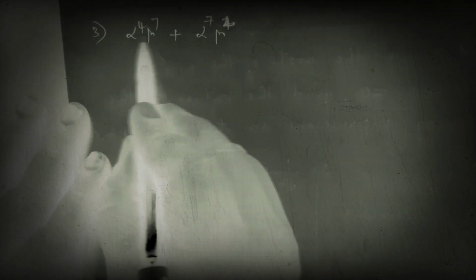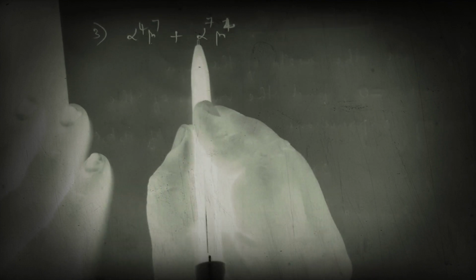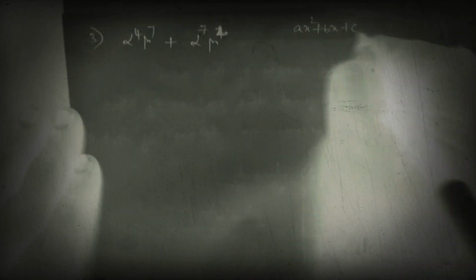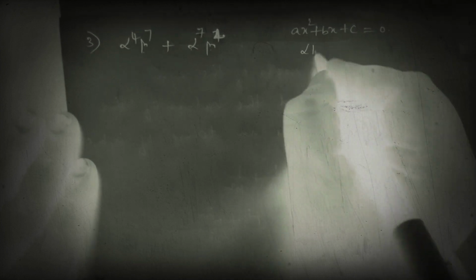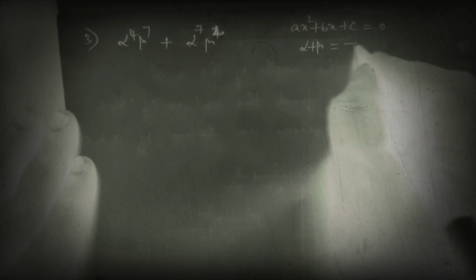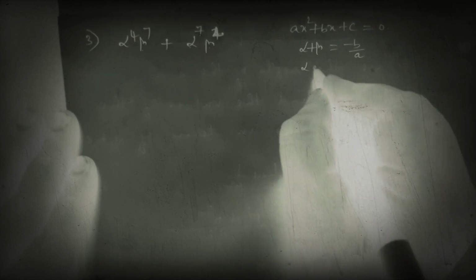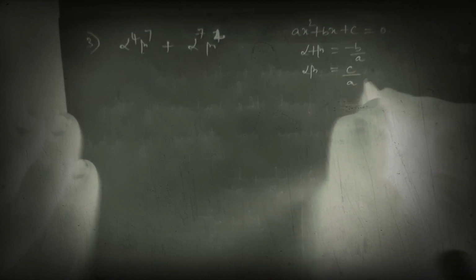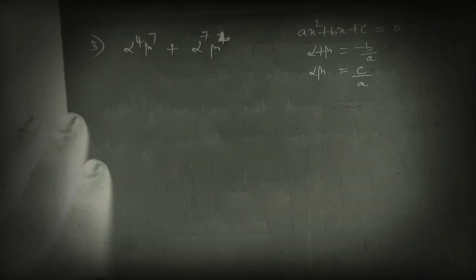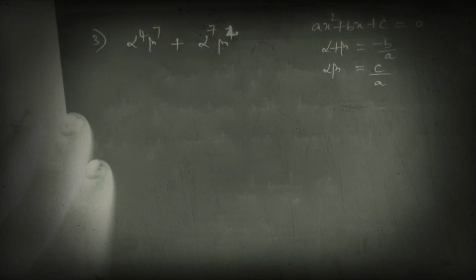Here alpha power 4 beta power 7 plus alpha power 7 beta power 4. So commonly, since ax square plus bx plus c equal to 0 is the given quadratic equation whose roots are alpha and beta, alpha plus beta equals minus b by a and alpha into beta equals c by a. Okay. You have to learn it like a song and apply it wherever possible.